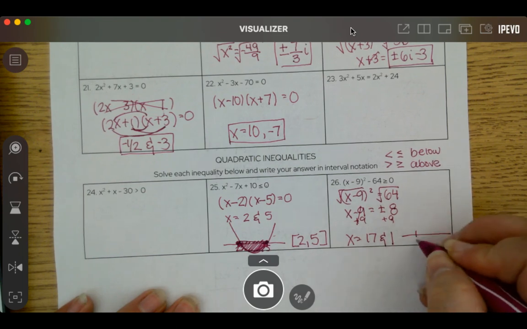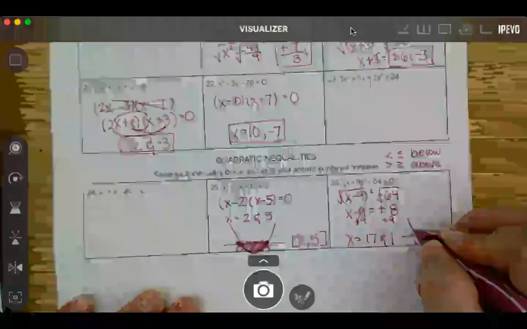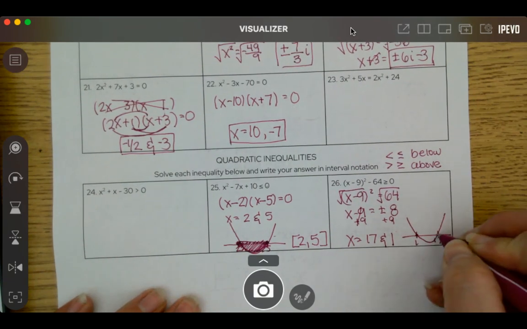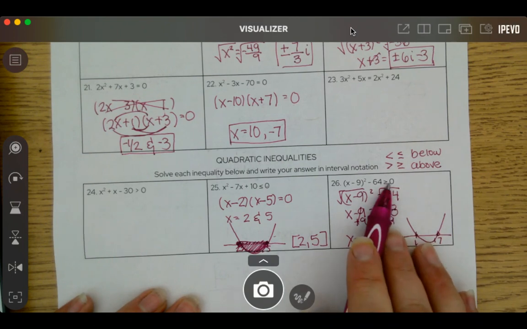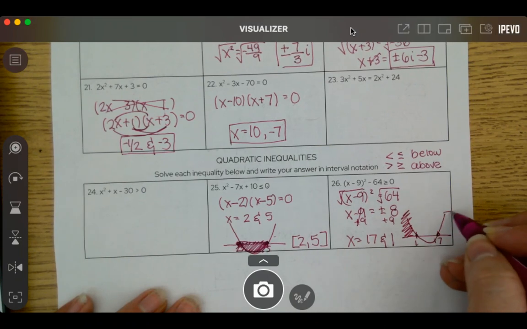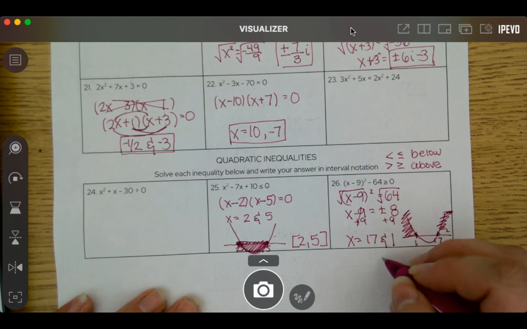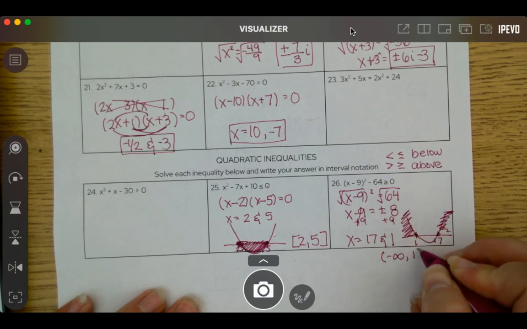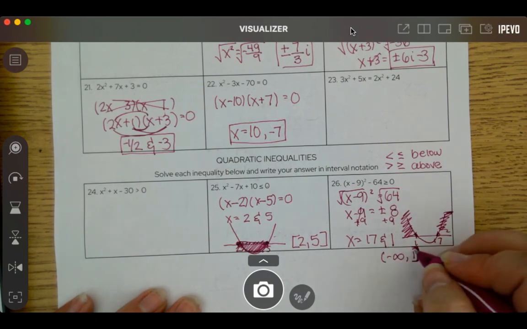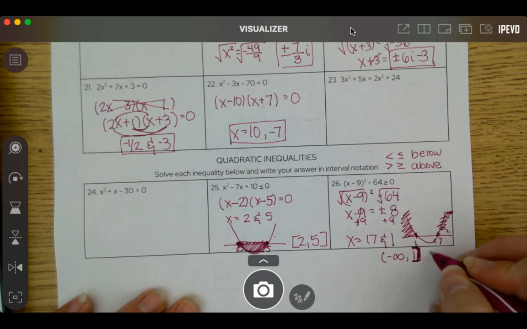So I've got my number line. 1 and 17 are going to go on it. Here's my U. And since this one is greater than, I want the parts that are above. So that's this area and this area. So everything to the left of 1 is negative infinity to 1. Sorry, positive 1. I think I said negative 1. And that is a bracket. And then everything to the right of 17 is 17 to infinity.